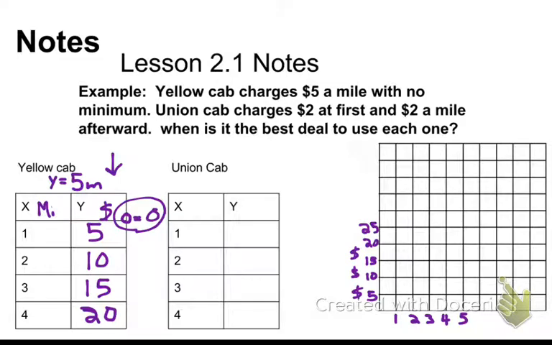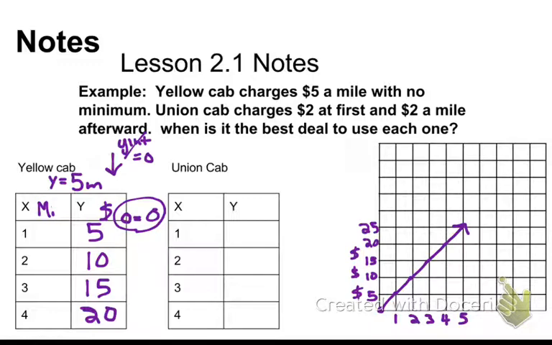Yellow Cab is going to start at 0, 0, go to 5, go to 10, go to 15, go to 20, go to 25, and continue going up. But if I go 0 miles, I'm being charged 0 money. There's no y-intercept. Okay, none. So it's going to be equal to 0.